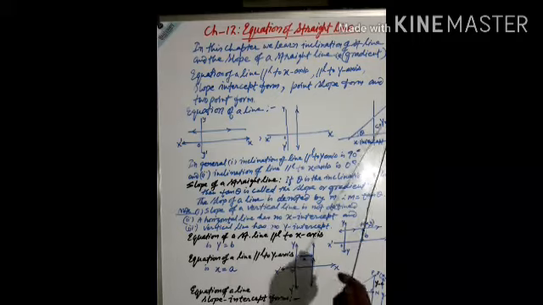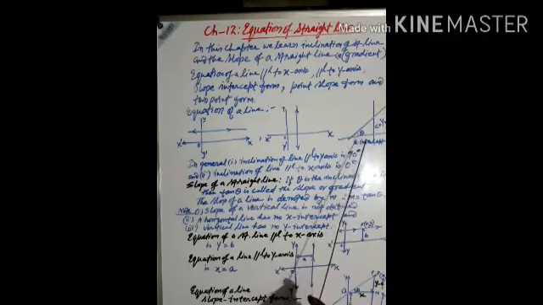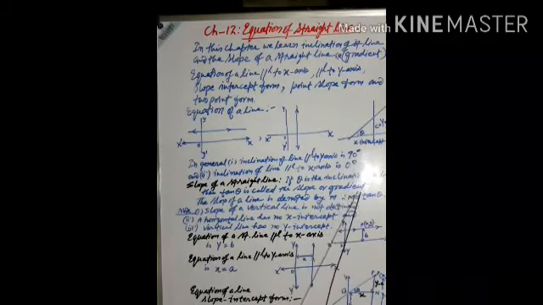Now see the slope of a straight line. If theta is the inclination of the line, then tan theta is called the slope or gradient of a line. The slope of a line is denoted by m, that is m equal to tan theta. Now you have to remember that these are the things to note down.